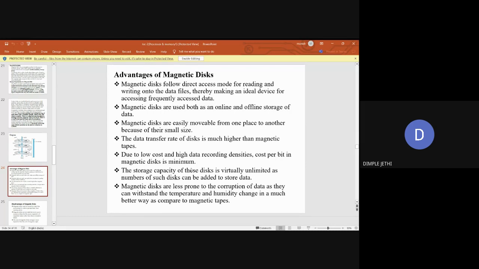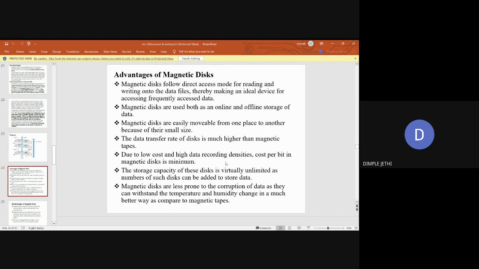What are the advantages and disadvantages of this magnetic disk? You can easily move them, like you can carry a hard disk easily from one place to another because of its very compact size, right? Then they can be used as online storage and offline also. You can install the hard disk in your system where you are working, and if your one hard disk is full, you can keep it at some other place as offline storage, not in your workplace. So it can be used as online storage and offline storage also, right?